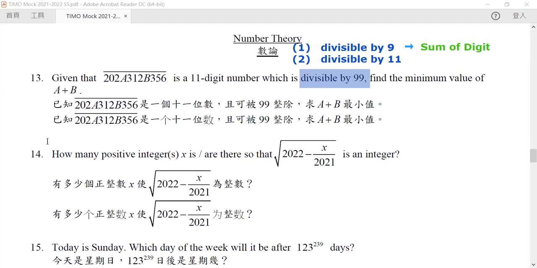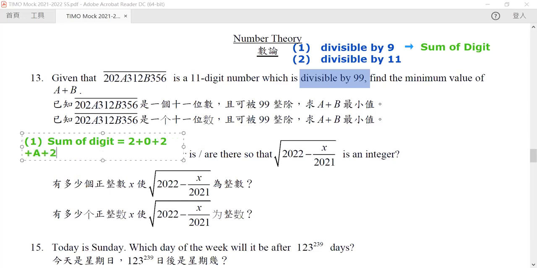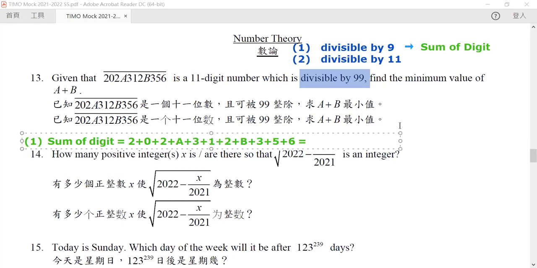So let's just look into it. For our first number, the sum of the digits in this one is equal to 2 plus 0 plus 2 plus a plus 3 plus 3 plus 1 plus 2 plus b plus 3 plus 5 plus 6. Now, because the whole number is divisible by 9, the sum of digits must also be divisible by 9. If we sum them all up, you will find that the number is equal to 24 plus a plus b.